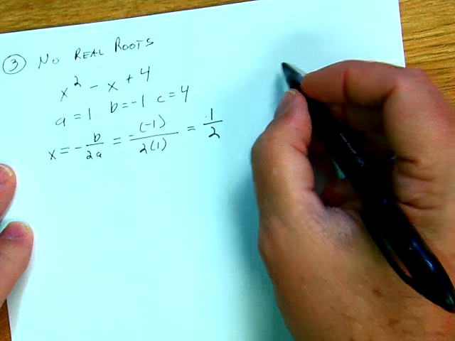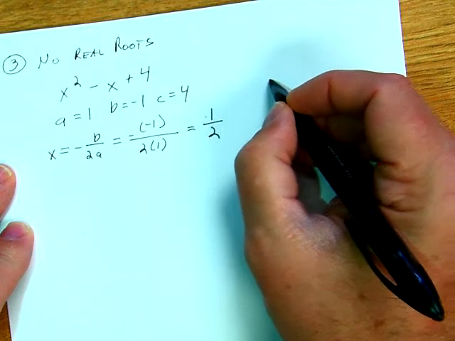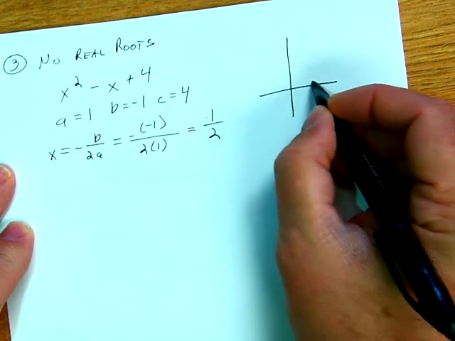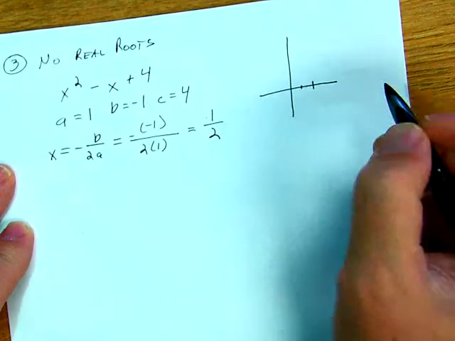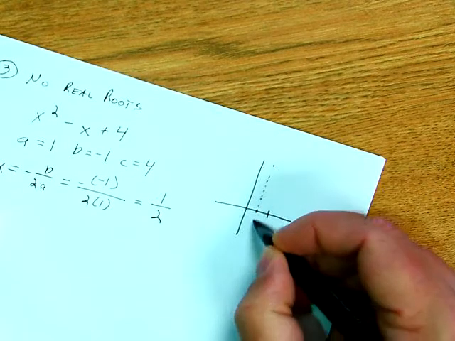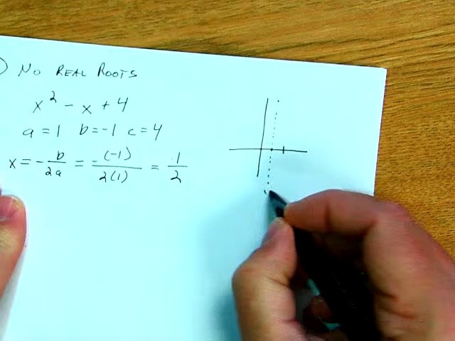And there is our axis of symmetry. If I drew that out, it would look something like this. And this is 1. Let's count this as a half. So my axis of symmetry is on the 1/2 mark.